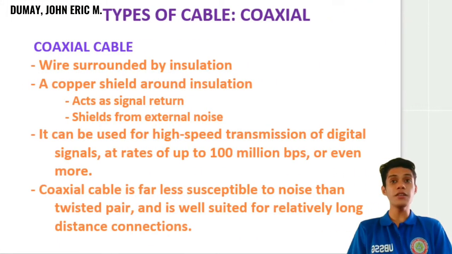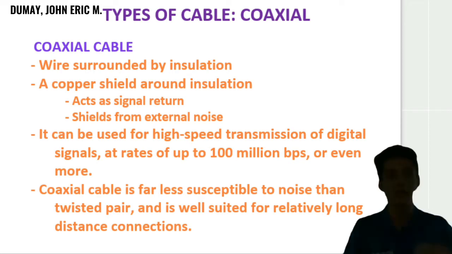The other type of copper cable is the coaxial cable. Coaxial cable is a wire surrounded by insulation. It has a copper shield around the insulation that acts as a signal return and a shield from external noise. It can be used for high-speed transmission of digital signals at rates up to 100 million bits per second or even more. Coaxial cable is far less susceptible to noise than the twisted pair and is well suited for a relatively long distance connection.